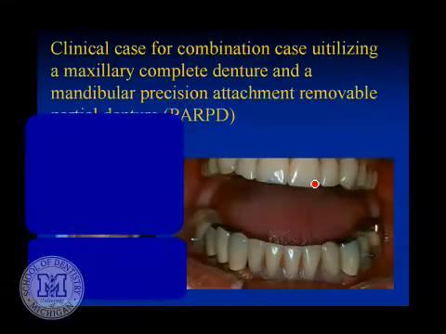Here's a patient that I did, good gosh, over 25 years ago. He's since passed away. He was the husband of one of our secretaries. And so what he had was upper complete denture, lower partial denture.